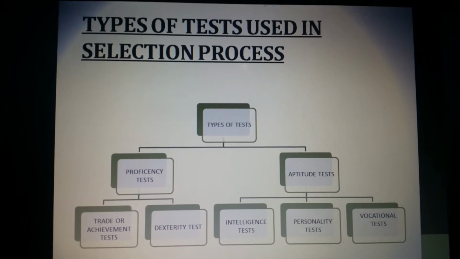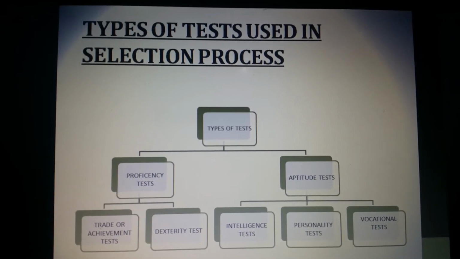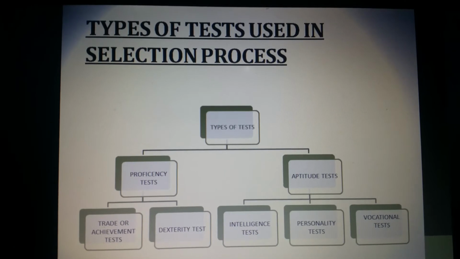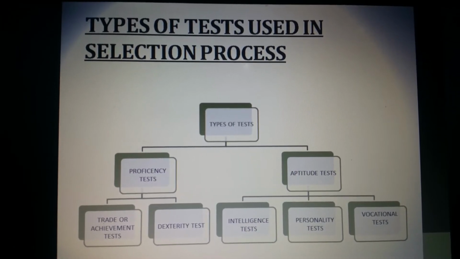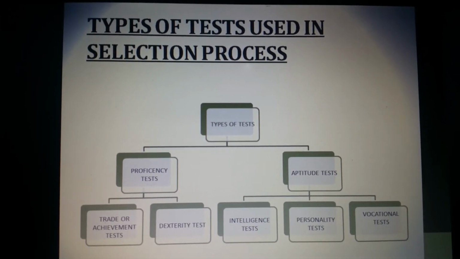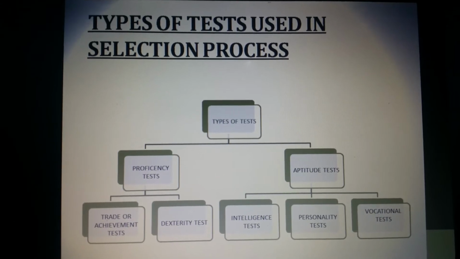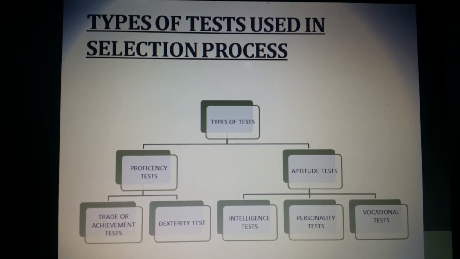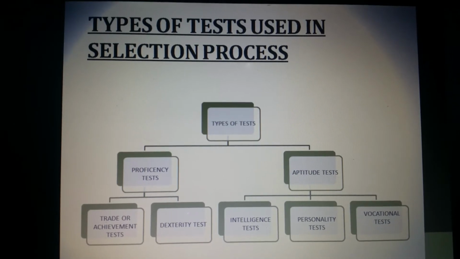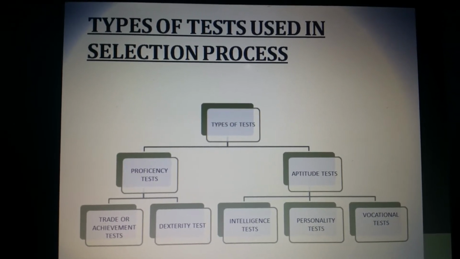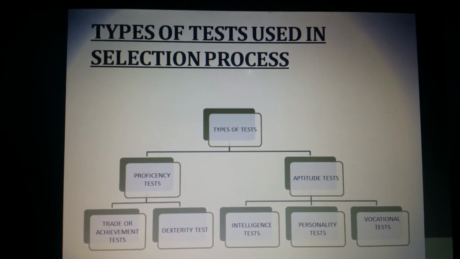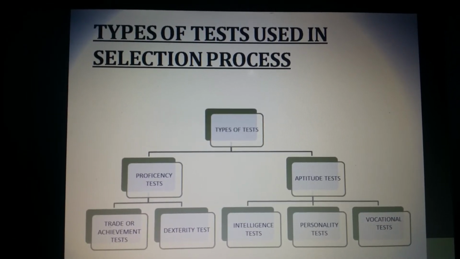Further, let's look into the different types of tests. The different types of tests which are used in the selection process are broadly classified into two types. Firstly, proficiency tests and then aptitude tests. Proficiency tests are further classified as trade or achievement tests and dexterity tests. On the other hand, aptitude tests are classified as intelligence tests, personality tests and vocational tests. So now first let's analyze what a proficiency test is.